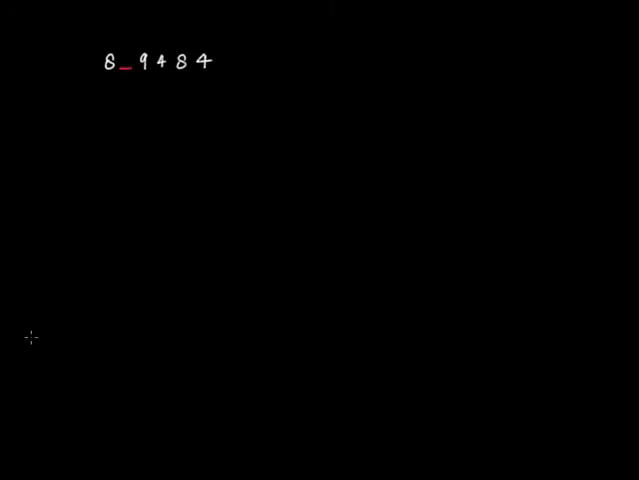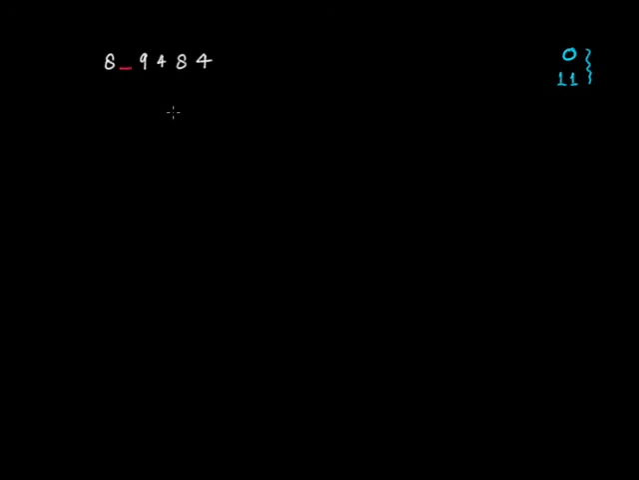Here you have 8, blank space, 9, 4, 8, and 4. You have to fill this space with a digit so that this number is divisible by 11. And always remember, either the difference of the even and the odd should be 0, or divisible by 11. These two conditions are supposed to be satisfied in order for a number to be divisible by 11.